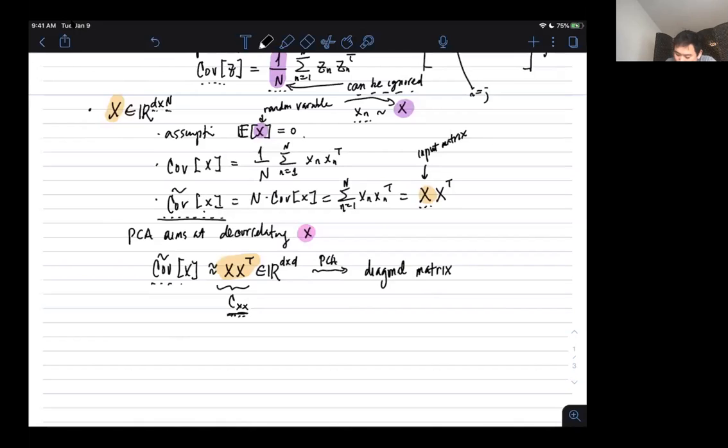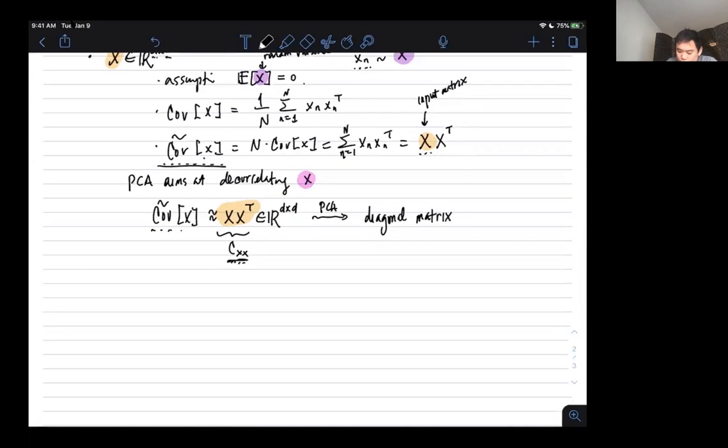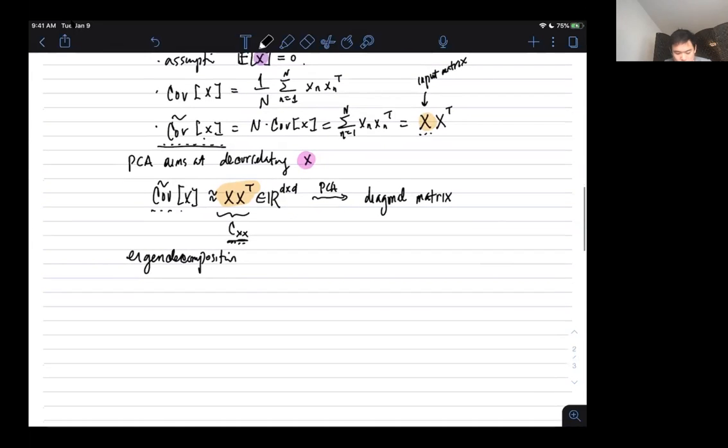Now, our goal here is to try to decompose this CXX into a form that allows us to transform this X, the input matrix, so that the covariance is going to be diagonal. And the tool that we use is the so-called eigen decomposition. Hopefully you are immediately reminded of the eigen decomposition or eigenvalues, but it's okay. We're going to go through it ourselves here together.